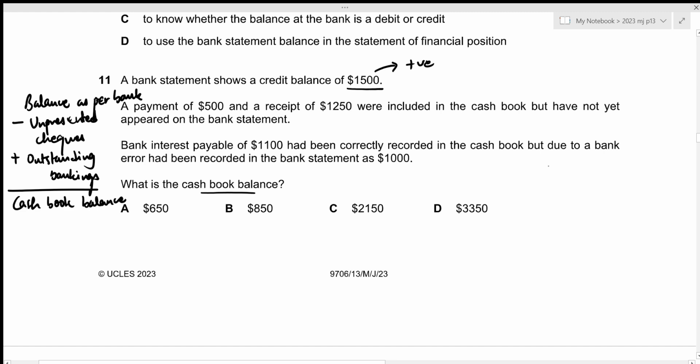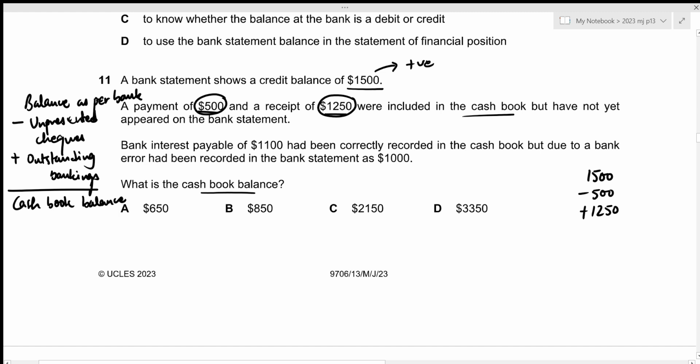Okay, let's start with the balance as per our bank statement, that's 1500. And the receipt of 1250 were included in the cash book but have not yet appeared on the bank statement, which means that this payment of 500 is unpresented check and this receipt of 1250 is outstanding bankings. So we just need to subtract the 500 and add 1250.